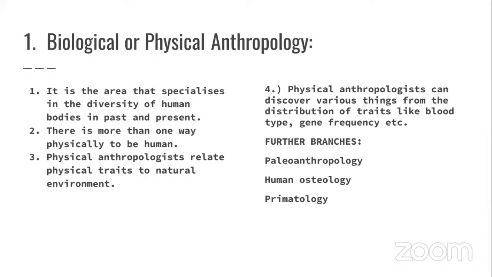What can we hope to learn from it? First and foremost, we learn that there is more than one way to be physically human. So this is the area of physical anthropology. All of the various human body shapes and facial features are human. Physical anthropologists can also relate the physical traits to the natural environment.